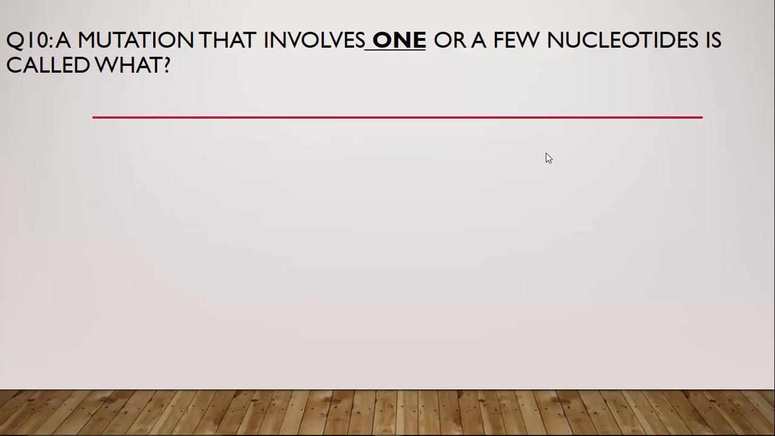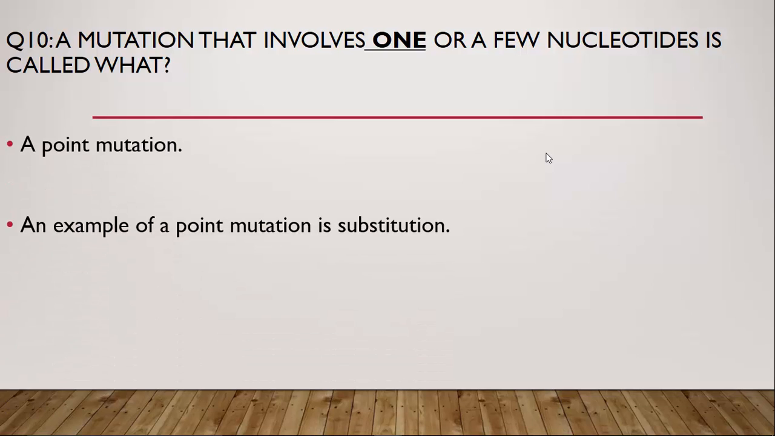Number 10, a mutation that involves one or just a few nucleotides is called what? And that's called a point mutation. An example of a point mutation is substitution. We looked in class how a letter A got changed out for the letter G. And that happens at one point or a few nucleotides, but not together, just somewhere along the DNA. It can happen together to two letters in a row, but the letters aren't being added or deleted. We are just changing one letter out for another.